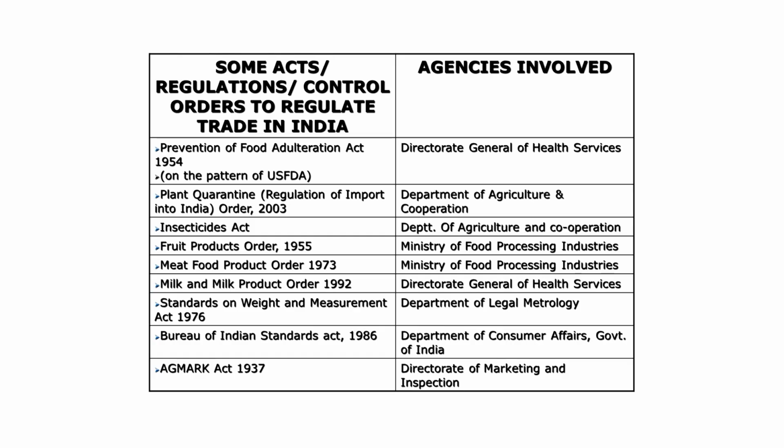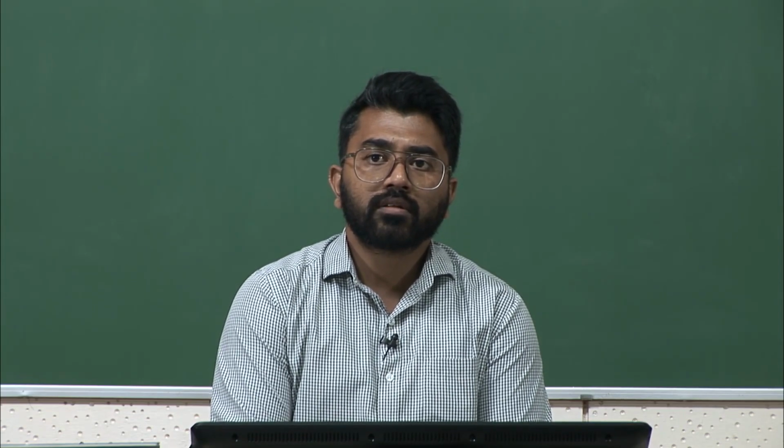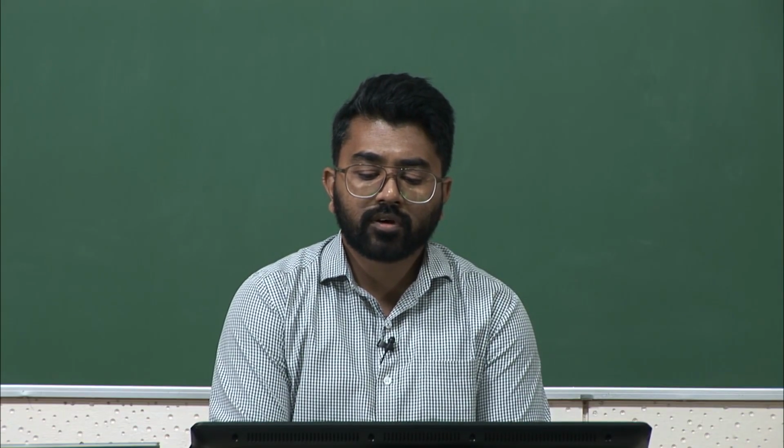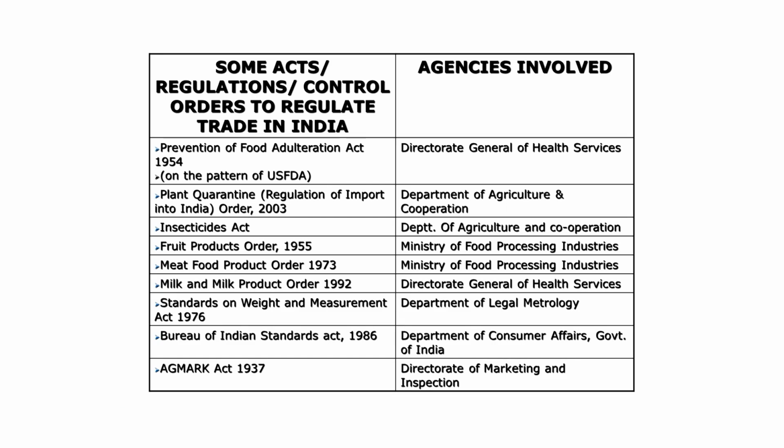The Insecticides Act is the Department of Agriculture and Cooperation again. Then the Fruit Products Order 1955. Several of these are fairly old acts, and they have been updated quite a bit over time, but these are just the ministries highlighted, which regulate these acts, right? Ministry of Food Processing Industries, then you have the Meat Food Product Order, then the Milk and Milk Product Order. Several of these things have an implication in the healthcare space. If milk products or food products are going bad, then this has a huge implication on health, right?